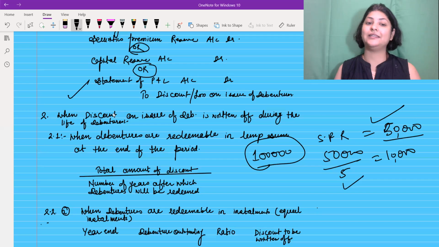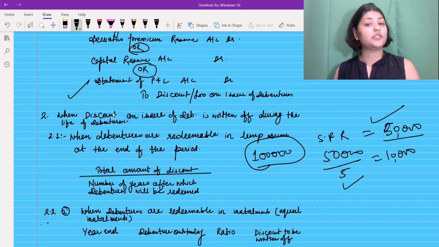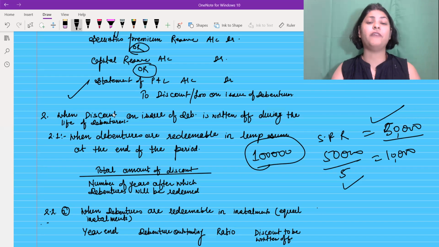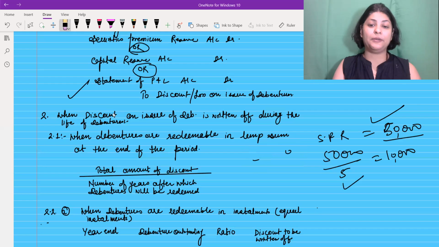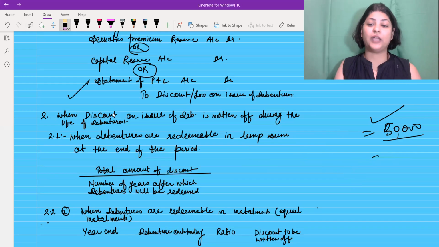At the end of the year, this entry: statement of profit and loss account debit to discount or loss on issue of debenture account. So this is how you are going to deal when both the things are present in a particular question: balance of either capital reserve or security premium reserve, and the remaining part you have to take from statement of profit and loss.